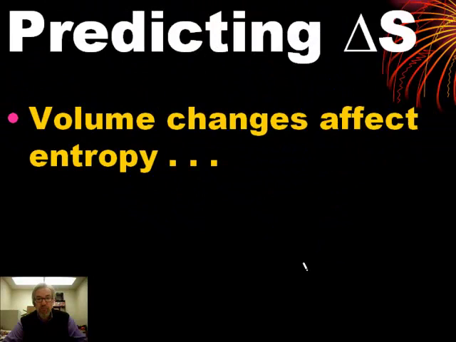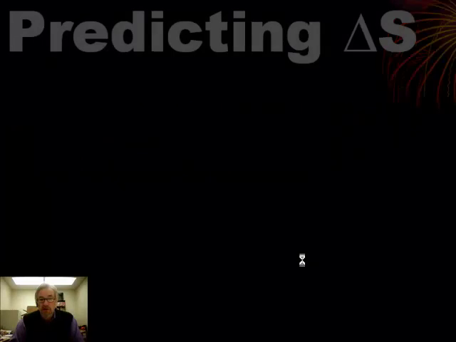So how can we tell if we're going to have an entropy change that's positive or negative? Well, it's measurable, so we can look things up and do calculations. But there are some simpler things that we can do to make general predictions as well. One thing is volume. Volume changes affect entropy. Take a look at this picture here.